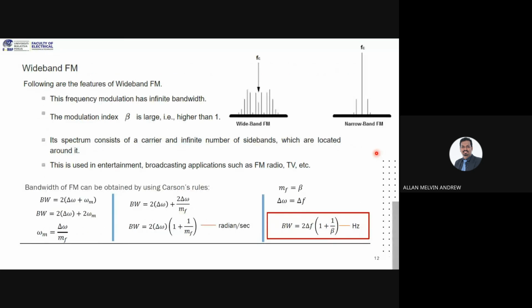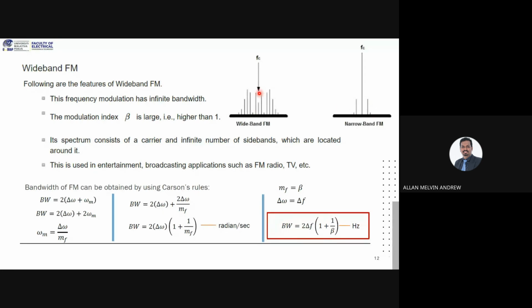Then we have wideband frequency modulation. Wideband is something that we can see in radio communication. These are the features. You can see wideband has a central frequency in the middle, and on the lower side there are a lot of frequency bands, and the upper side also has a lot of frequency bands. Compared to narrow band, which is very limited, with only two lines on the left and two lines on the right.